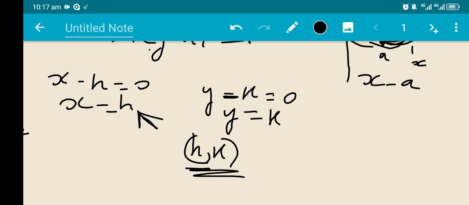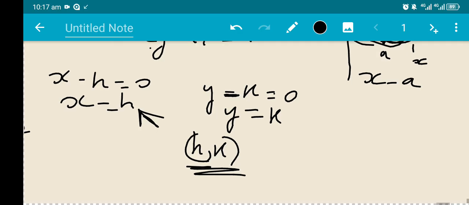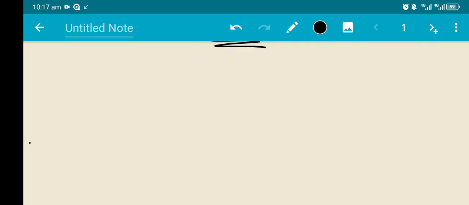So let's just do an example under this. Our example says find the equation of a circle with its center at negative 3 comma 5, and the radius of length 4 units. Now remember what the formula was. Before I even write down the formula, because if you're able to solve it without writing down the formula, it means you've understood.